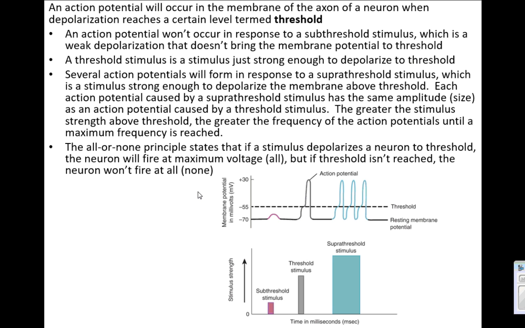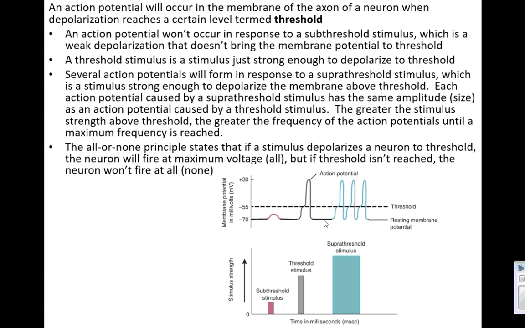Does that make sense? The great thing about summation, though, if we have a whole bunch of subthreshold stimuli, remember, they will summate, summate, summate, and then finally we will create an action potential because we will finally hit threshold. So if you have several subthresholds, a singular threshold or a suprathreshold, the end result is going to be the same. Action potential, depolarization of 30, repolarization back to negative 70.